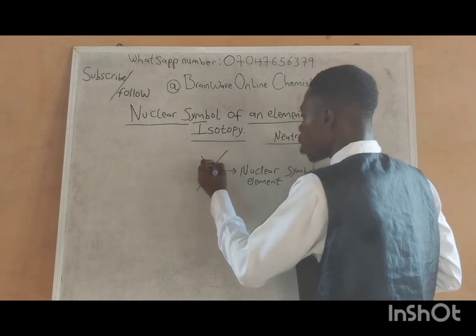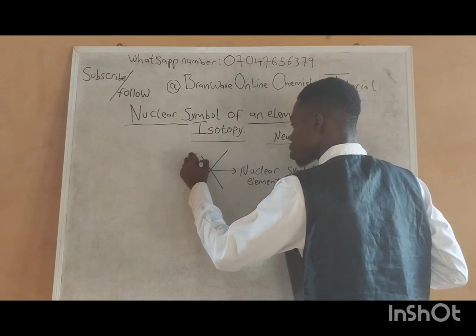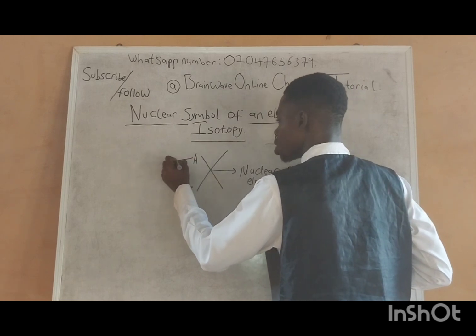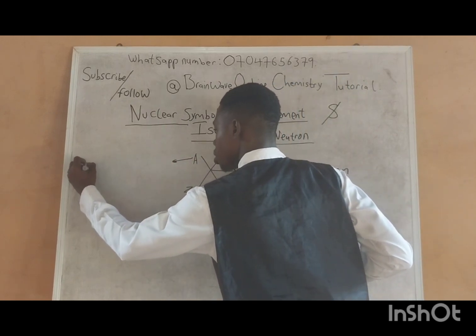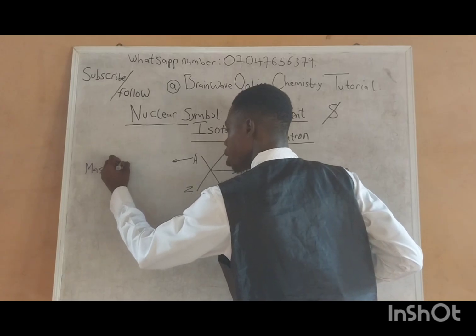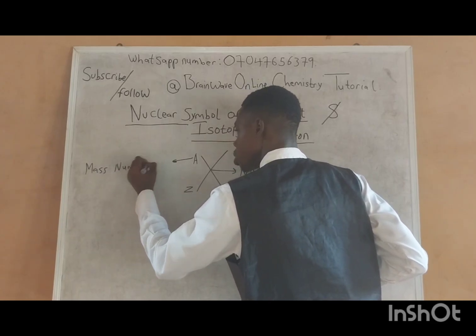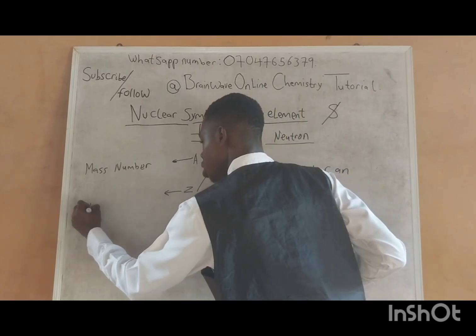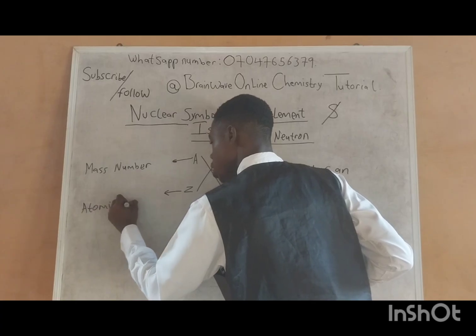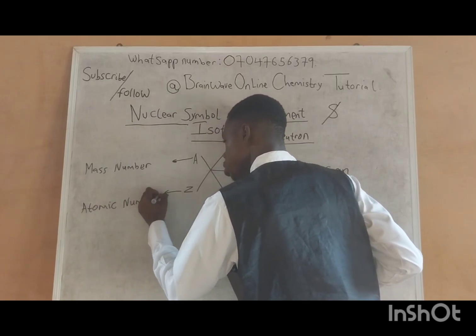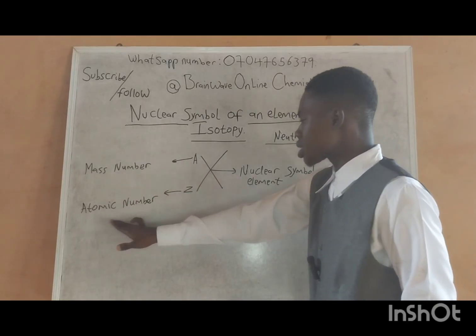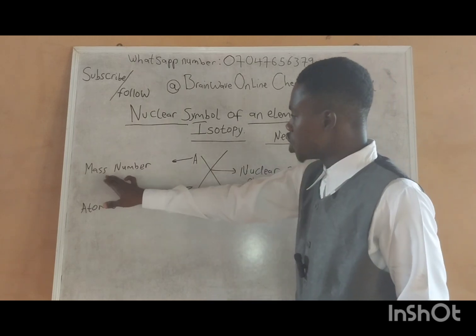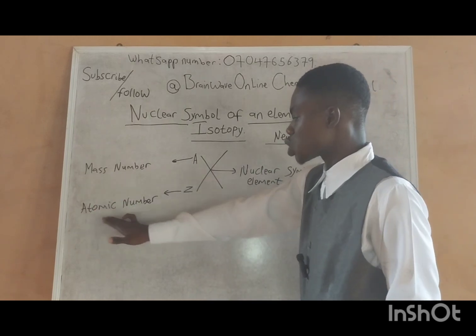Also please take note that at the top left hand side we have A here, whereas the down left hand side we also have Z here. And please take note that A represents the mass number, whereas Z here represents the atomic number. Watch my previous video on atomic structure so you get the full gist about mass number and atomic number.